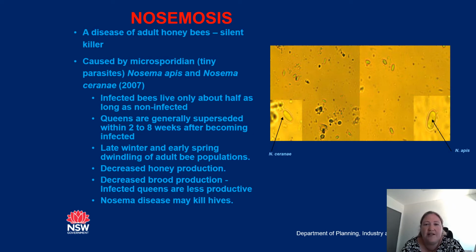And identifying it in the hive is difficult, but in general, infected bees live only about half as long as non-infected bees. Queens are superseded within 2 to 8 weeks of becoming infected. It usually occurs in late winter, early spring. You'll notice a dwindling number of bees and a decrease in honey production, a decrease in brood production due to the queen being less productive, and it can kill off hives.